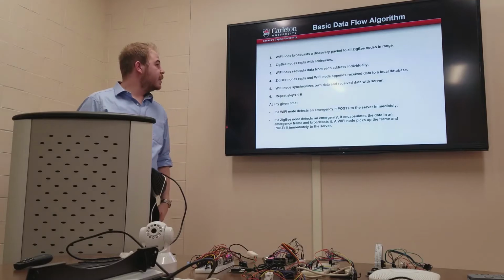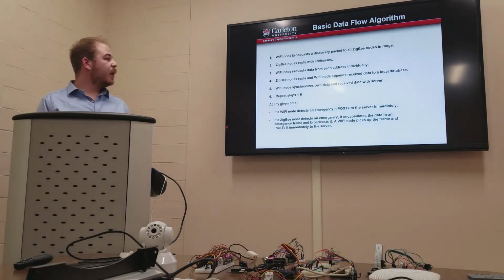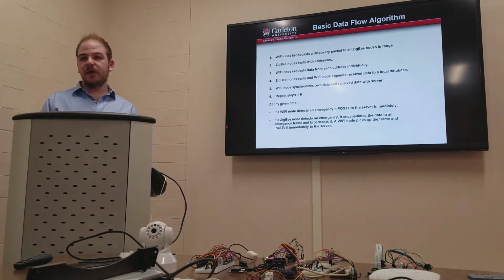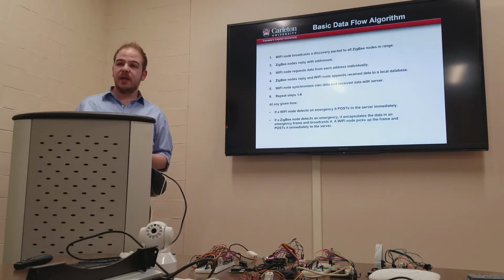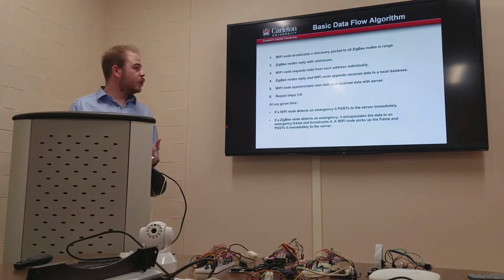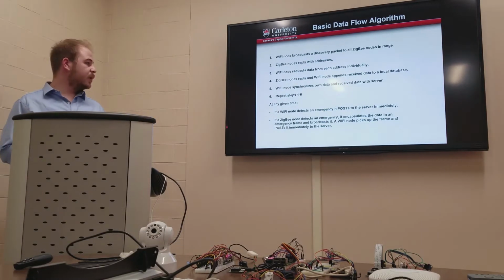So again, basically putting that in writing, we have a Wi-Fi node that sends a discovery packet. Zigbee nodes reply with their addresses. The Wi-Fi node then goes and asks each individual Zigbee node for its data. It receives that data, stores it in its local database, and sends it to the server. And it loops again and does that.